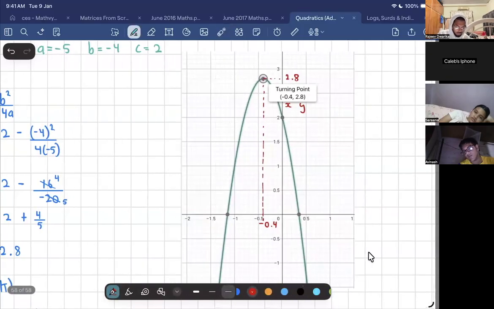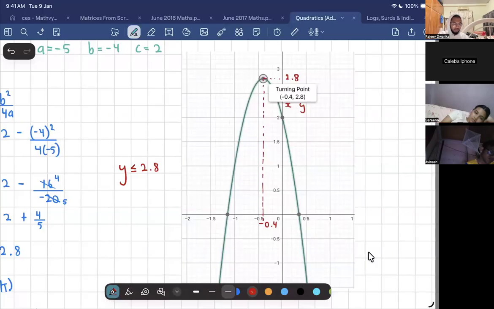2.8. Right. So then all my other values for Y would need to be what? Think about it. Less than or equal to 2.8. So my range would be Y is less than or equal to 2.8. Do we understand that or no? Yes, sir. So that is the range.